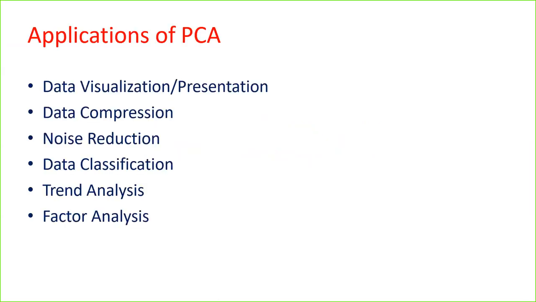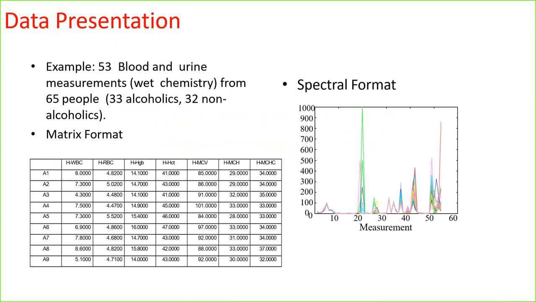These are the different applications of PCA: data visualization or presentation, data compression, noise reduction, data classification, trend analysis, factor analysis, and so forth. Various applications of PCA. So we'll see that data. Let's say there is data of blood and urine measurements. This example has 53 blood and urine measurements from 65 people. Out of the 65 people, 30 of them are alcoholic and 32 of them are non-alcoholic.